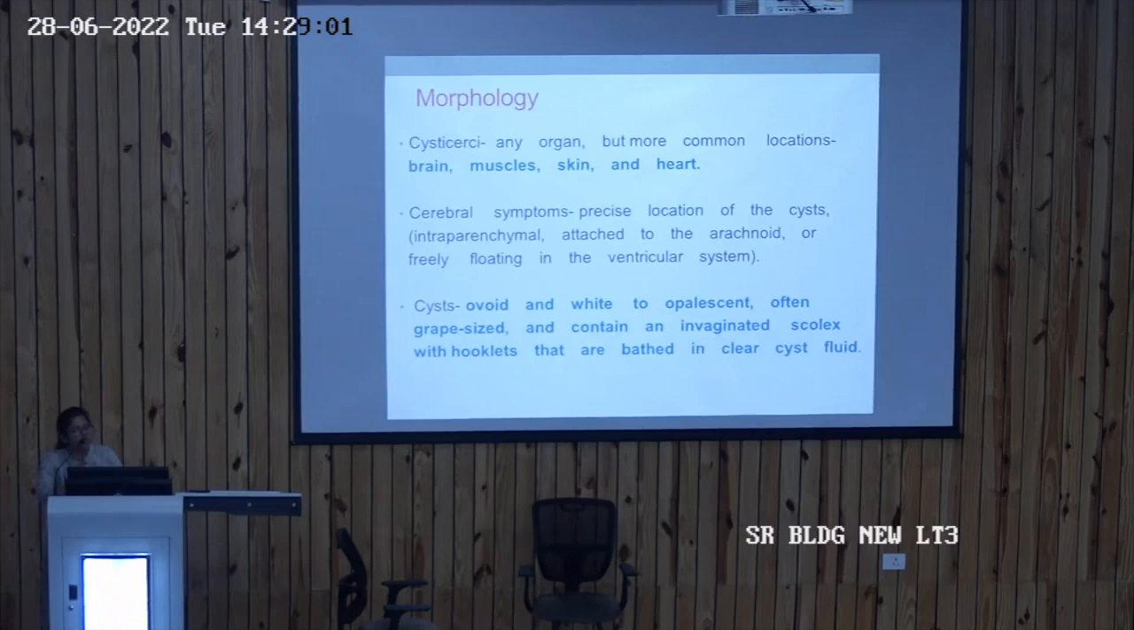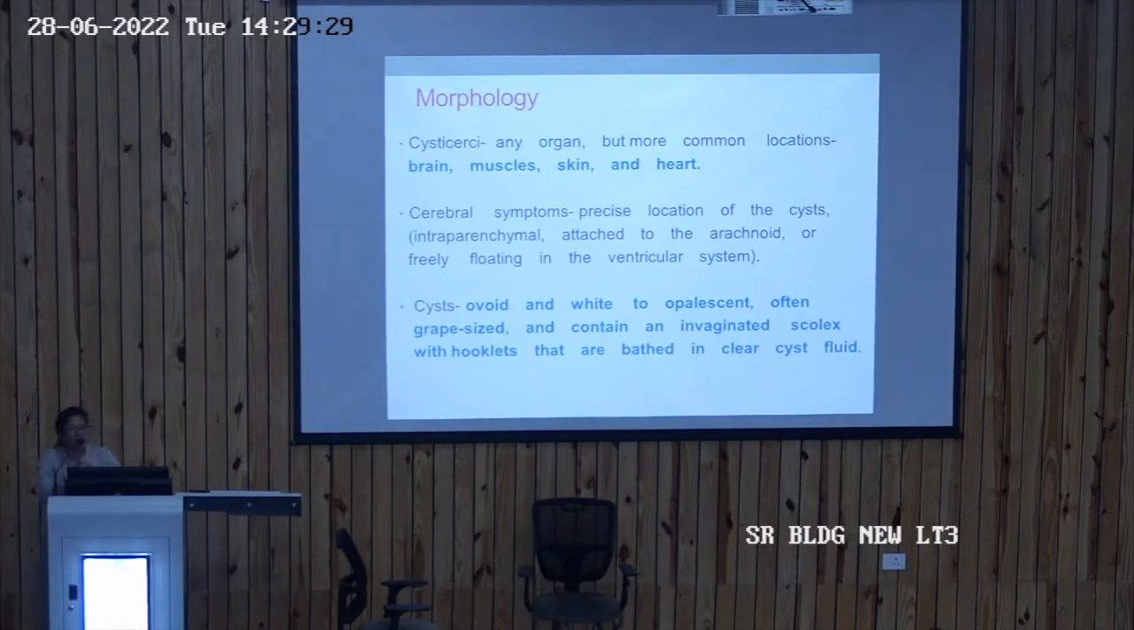So this is the morphology. Cysticerci can involve any organ like brain, muscles, skin and heart, and they produce cerebral symptoms when the cyst is located inside the brain. It depends upon where it is located, whether intraparenchymal, attached to the arachnoid, or freely floating in the ventricular system.